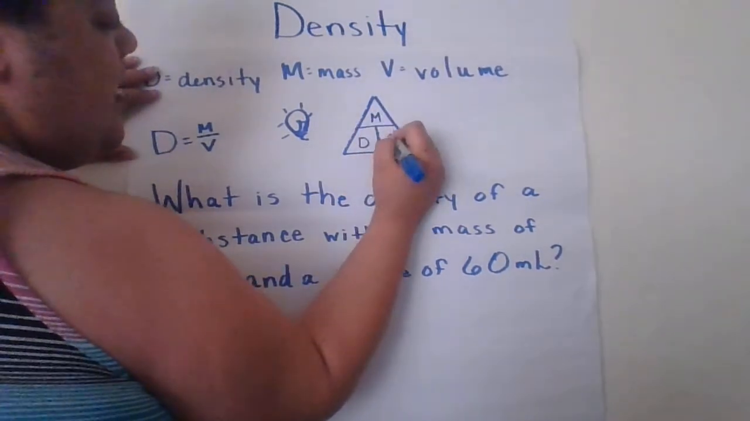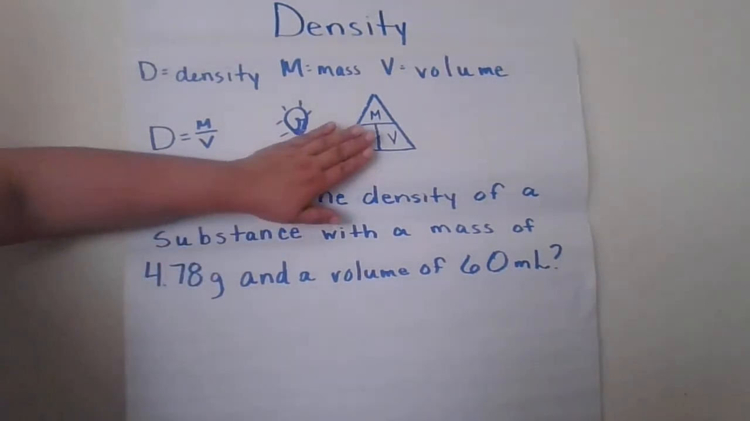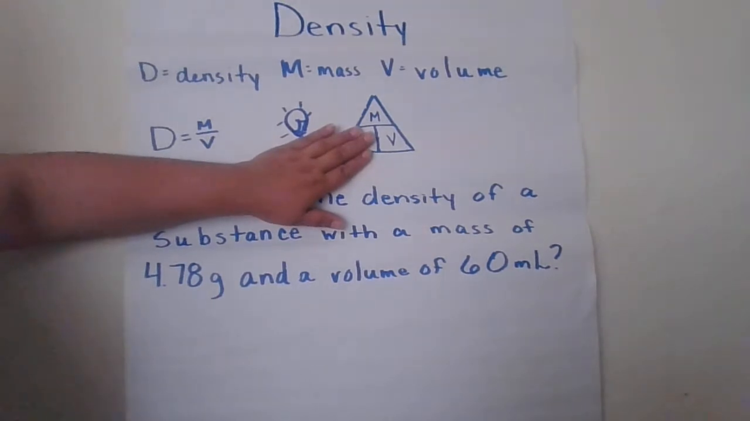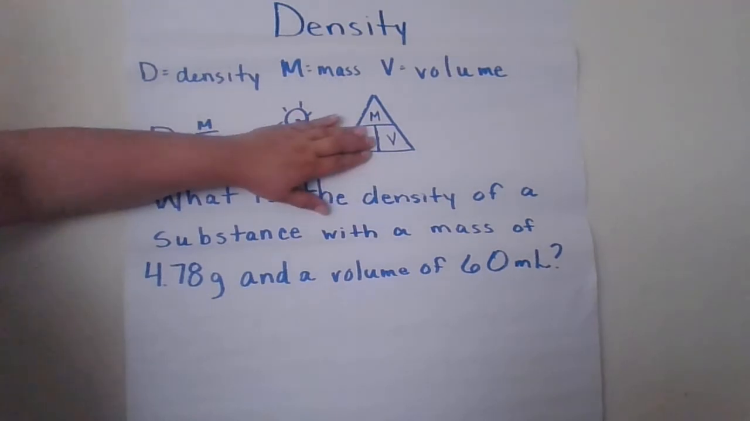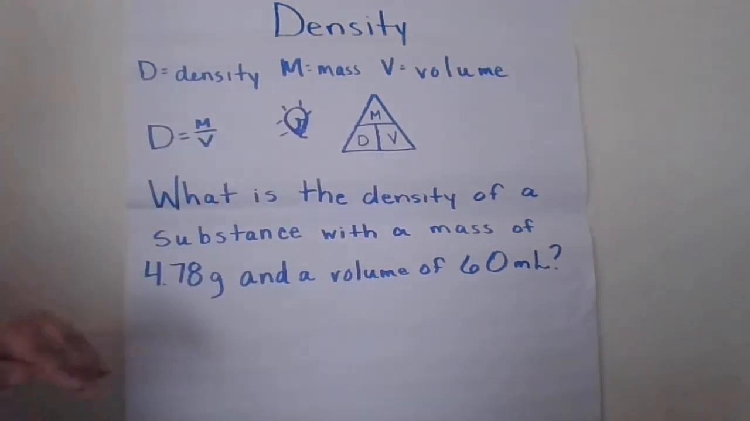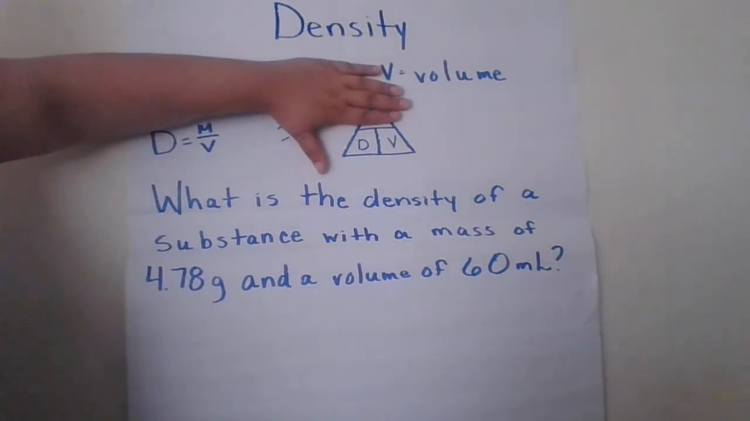So DMV. So if you're solving for one particular variable, all you would need to do is cover that up and you would see the equation. So to solve for density, mass over volume. So as we know from algebra, anything that is on top of each other would require us to divide. If we needed to solve for mass and we were given density and volume, cover up M, and we see that we would multiply density and volume to determine the mass of that particular substance.